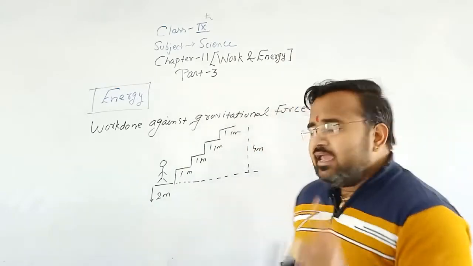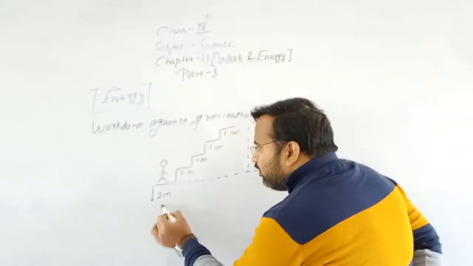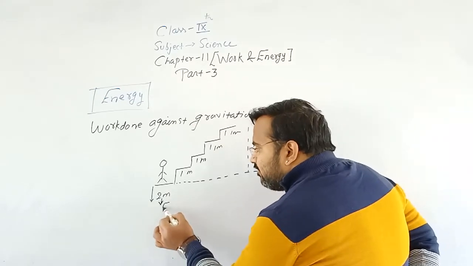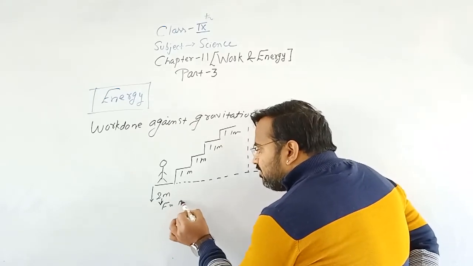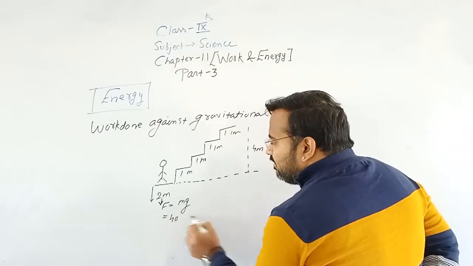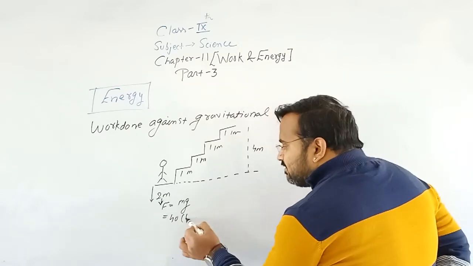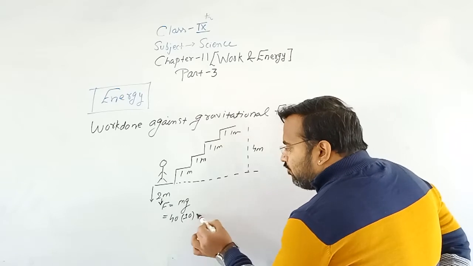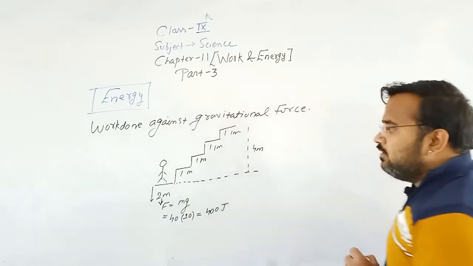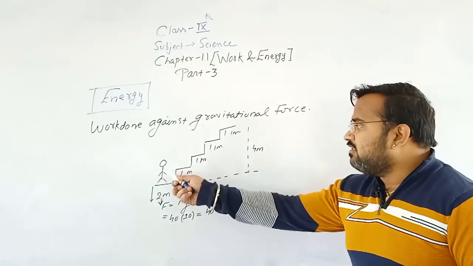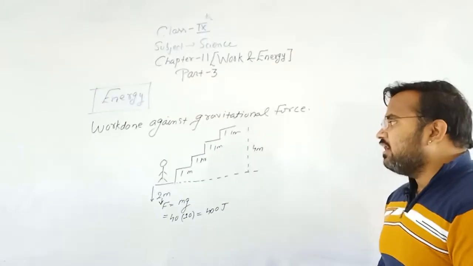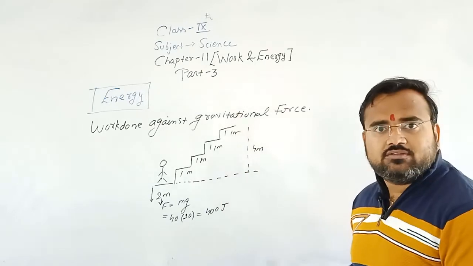He went against the gravitational force, because the gravitational force is in downward direction, that is the force is equal to mg. For example, the mass of the boy is 40 kg and the acceleration due to gravity is 10. So the force applied is 400. Clear? Whatever the work done by this boy is the work done against gravity, because he is going in upward direction.